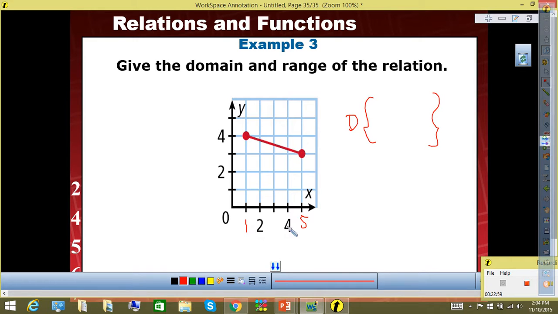What x values cover all this in between? 2, 3, 4, and 5. Therefore, you're going to write this. From 1 all the way to 5 is my x value, and you're going to write less than or equal to, less than or equal to. Does this look familiar? Okay.